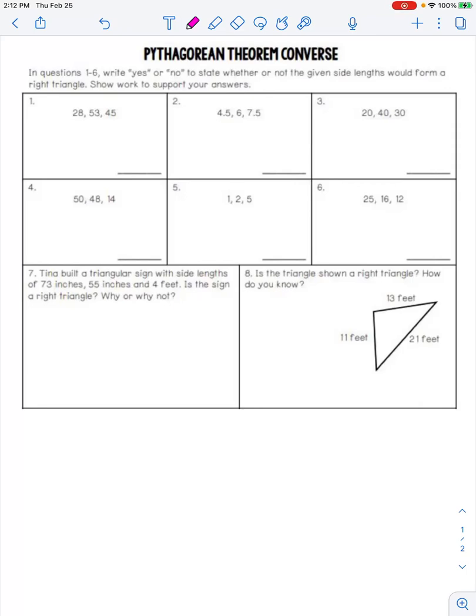Hello, today we're going to see how you did on your Pythagorean theorem converse practice.